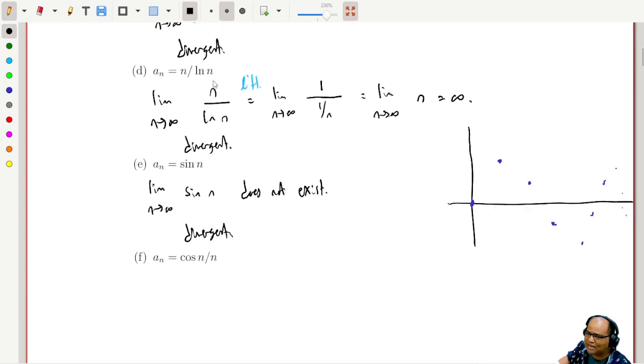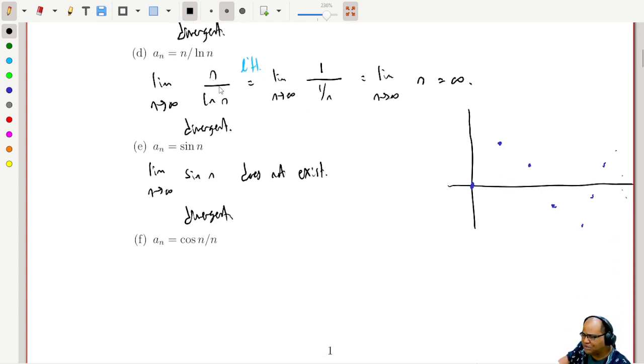Okay, so remember, sine of n, and consequently cosine of n, your nice trig functions, if they're just by themselves, those oscillate and those limits do not exist. And if the limit does not exist, we say that the limit is divergent. Remember that in order for the limit to exist, it must settle on a single number.